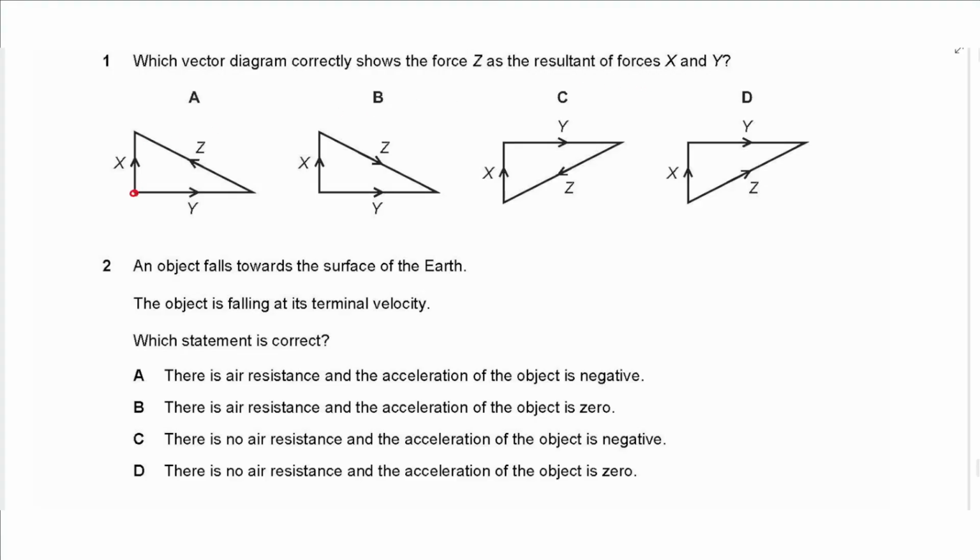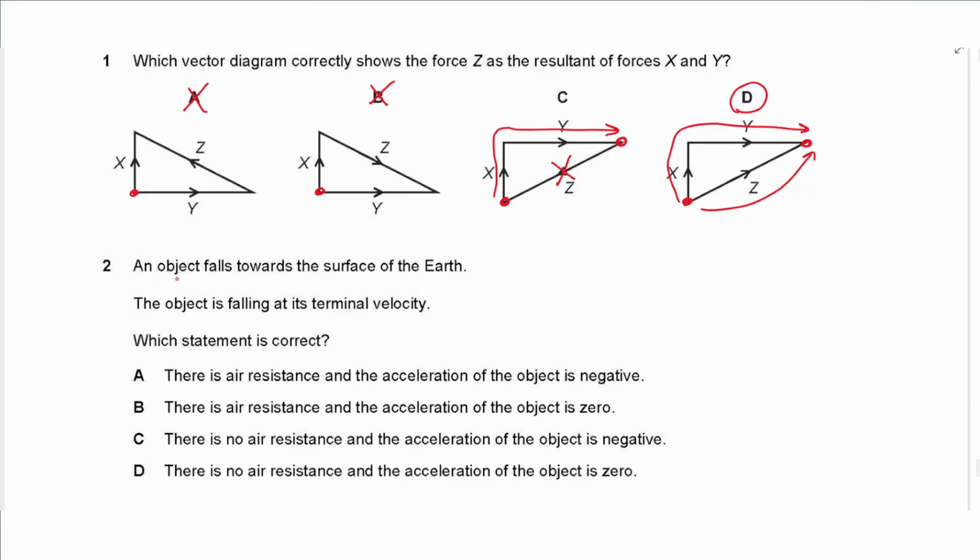If we're drawing the arrows tail to tail, that means that we have to continue the diagram as a parallelogram, which means A and B cannot be correct. For C, there is X and Y head to tail, starting from this point and ending at this point, but Z is pointing in the opposite direction. So the answer is D, where the start from X then Y to the end is the same as the start and end for Z.